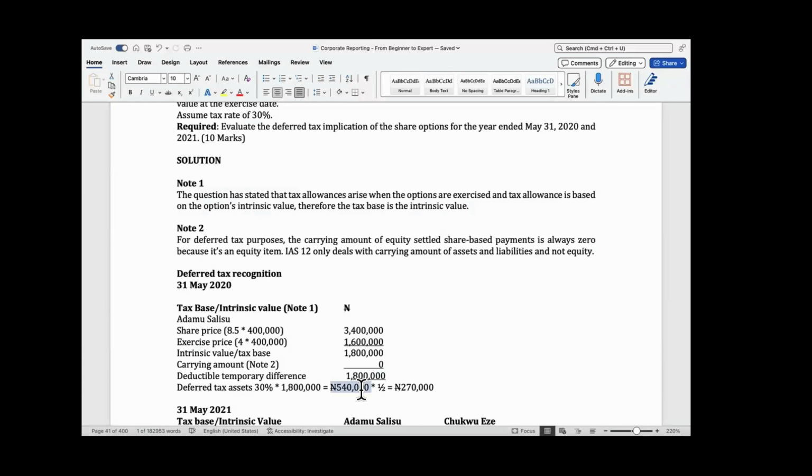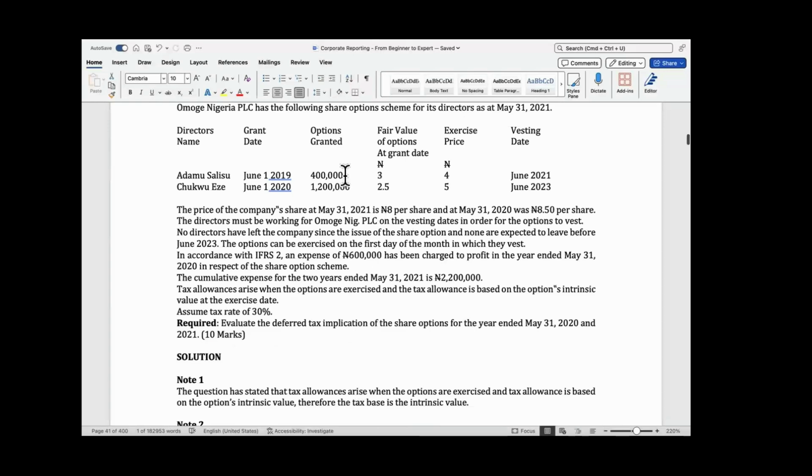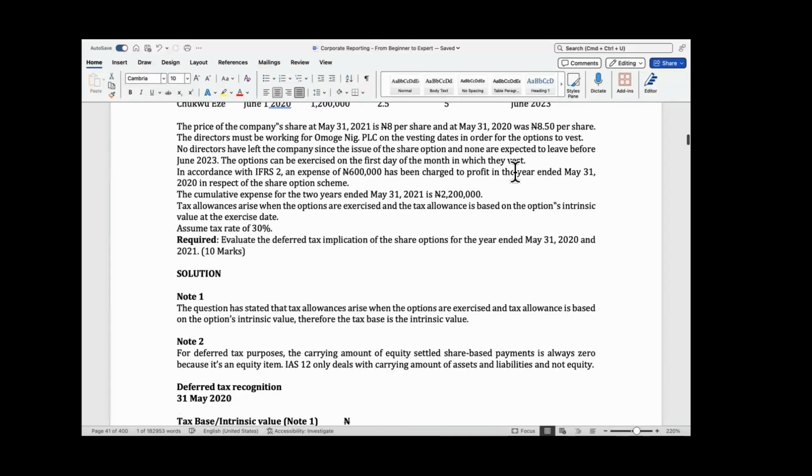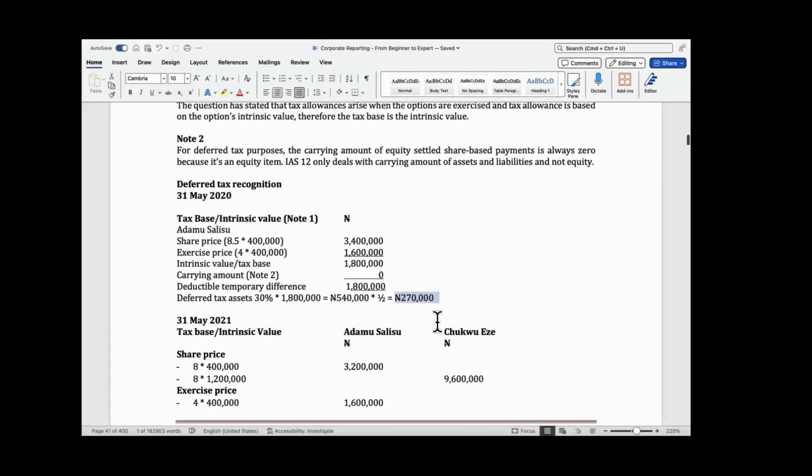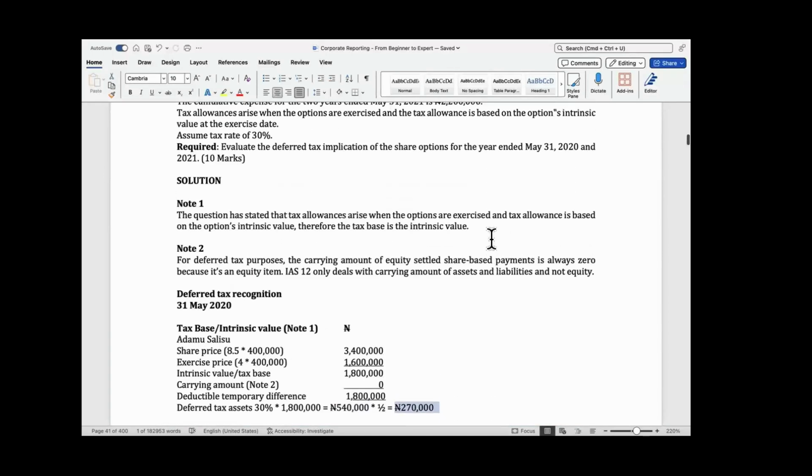Then my deferred tax is simply 30% of 1.8 million, which is 540,000. Now, since the vesting period is 2 years, from 2019 to 2021, I divide it by 2 and spread it over 2 years. I can't recognize the entire 540,000 in year 1 alone. So I recognize 270,000 as my deferred tax asset in year 1. I'm done with the first part of this question.